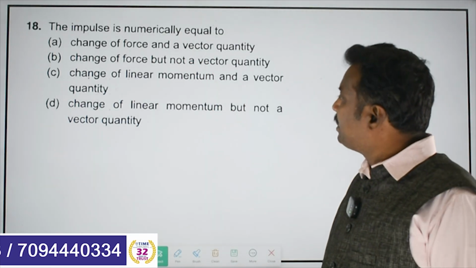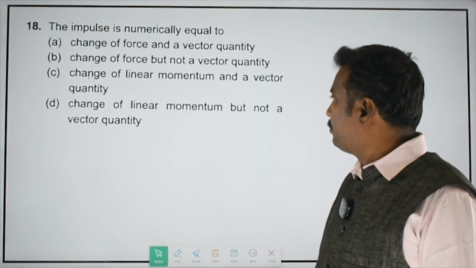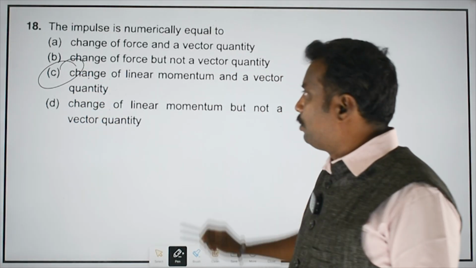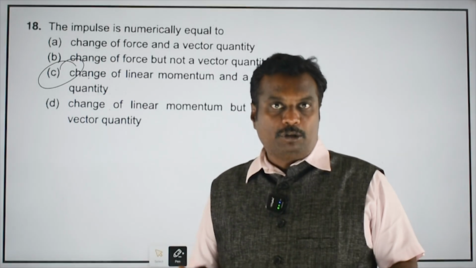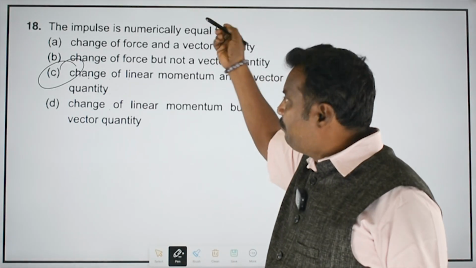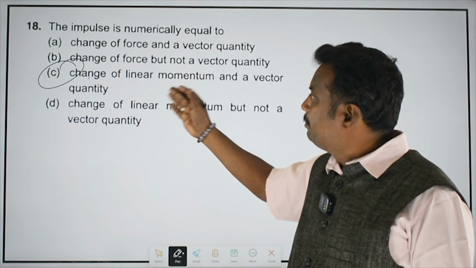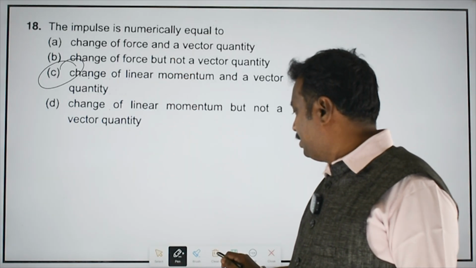So impulse is a vector quantity. Of course linear momentum is also a vector quantity. So the right choice will be change of linear momentum and a vector quantity, because impulse and momentum both are vector. Okay, impulse is force into time. Then how can force be an answer, right? Into time is there. So the right choice will be linear momentum and a vector quantity.